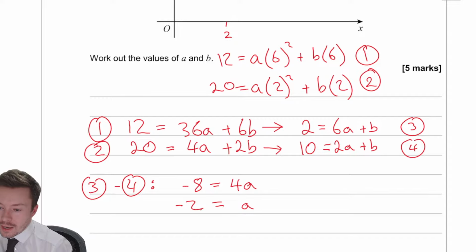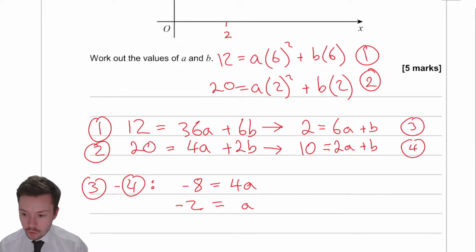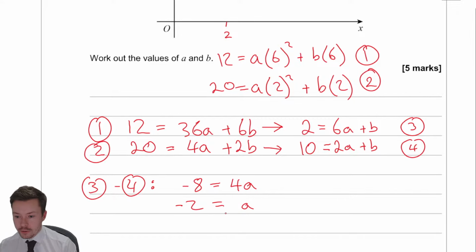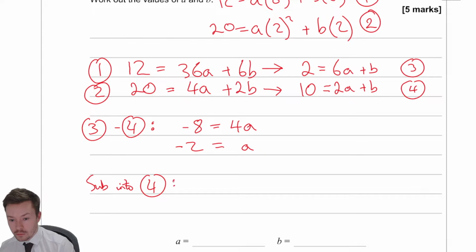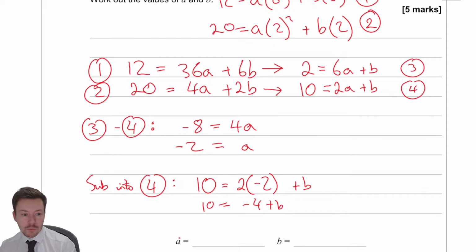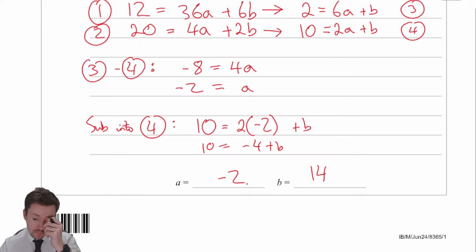If we substitute a equals negative 2 into either of those equations, but number 4 is probably the best because the coefficients are smaller, we can work out the value of b. So we have, scroll it down slightly, substitute into, I should have written, equation 4. We get 10 equals 2 lots of minus 2 plus b. So we get minus 4 plus b. And then add 4 to both sides, and we get b is equal to 14, and a is minus 2. Super.